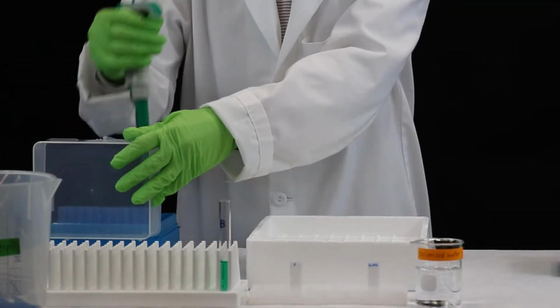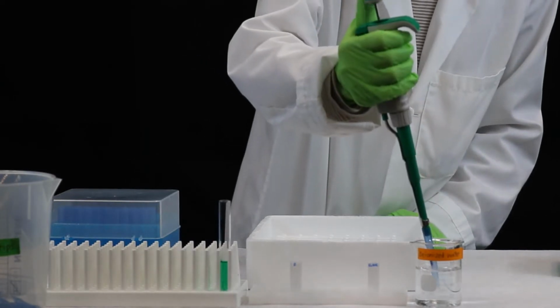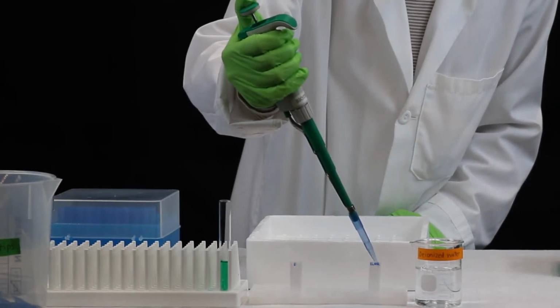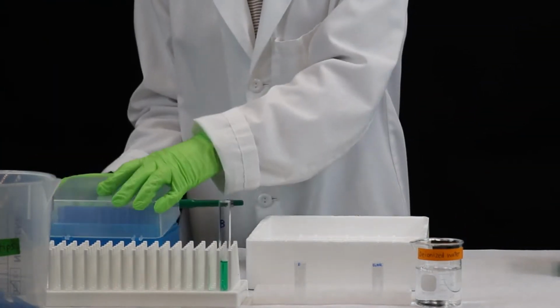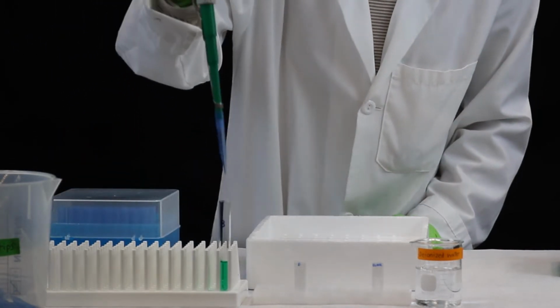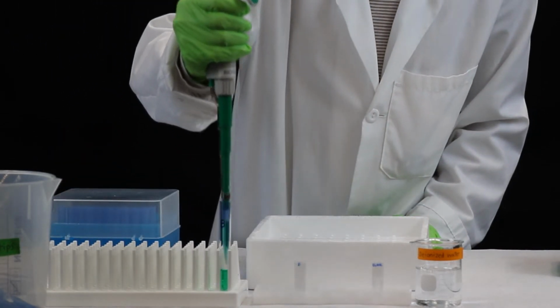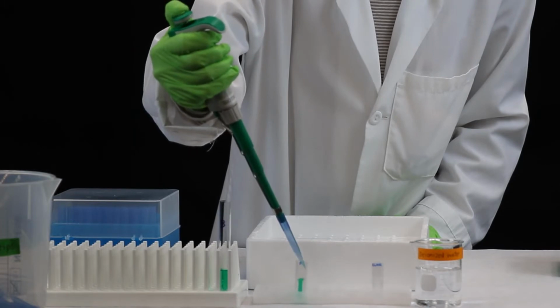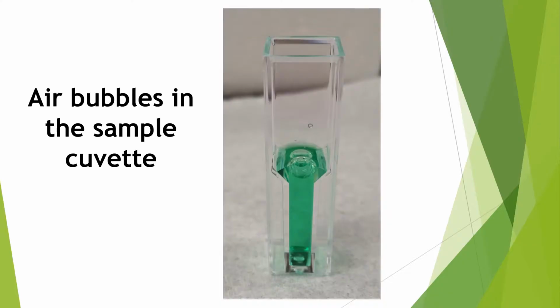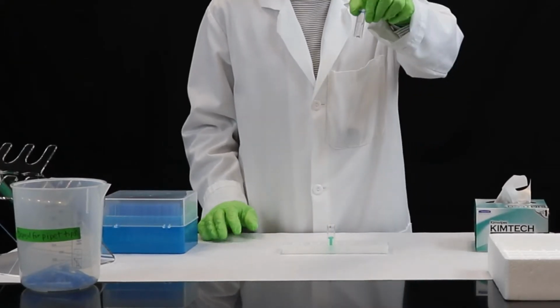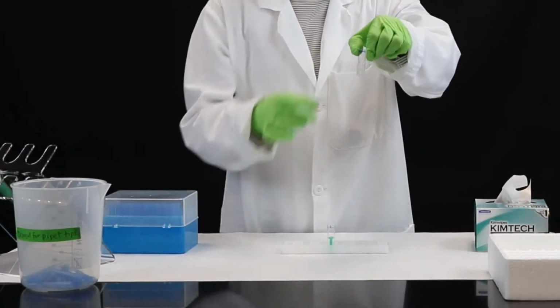Using a new pipette tip, pipette 1 ml of deionized water into the blank cuvette. Using a new pipette tip, pipette 1 ml of sample B into the B cuvette. Verify there are no air bubbles in the blank and sample cuvettes. If bubbles are present, gently flick the cuvette to remove them.